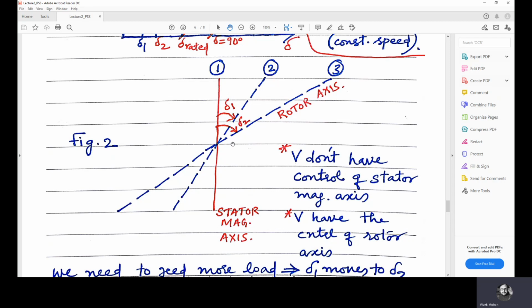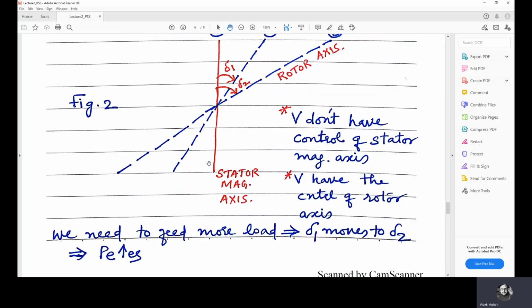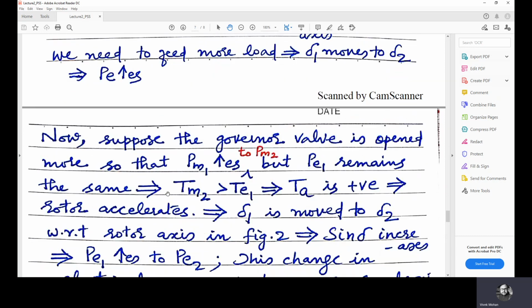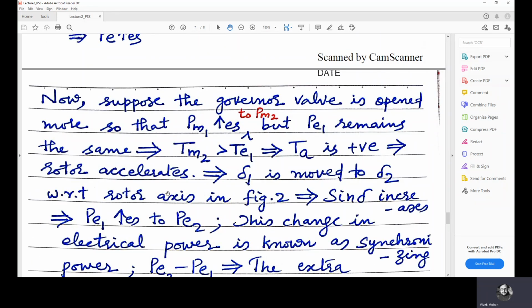And any disturbance applied in the system is represented by variations of del with respect to the change in position of the rotor axis only, by keeping the position of the stator magnetic axis constant, or keeping it as the reference. Now we need to feed more load, which implies del 1 is moving to del 2, right? When del 1 moves to del 2, we need to feed more load because electrical power output is increasing. Now suppose the governor valve is opened more so that PM1 increases to PM2.